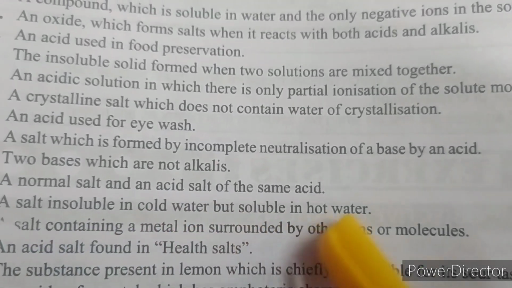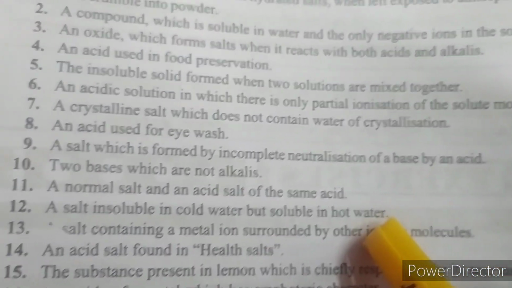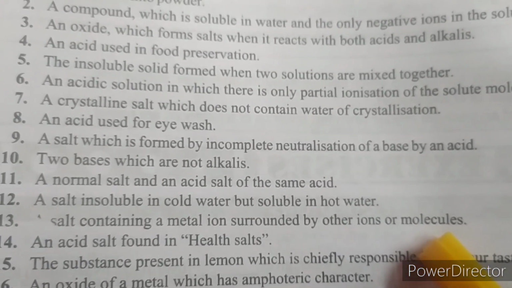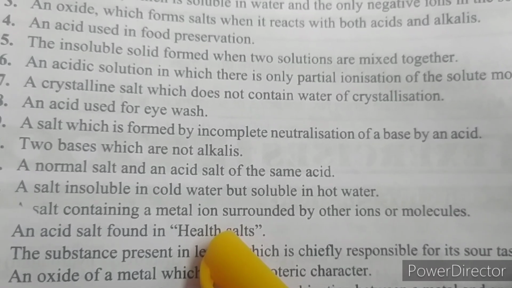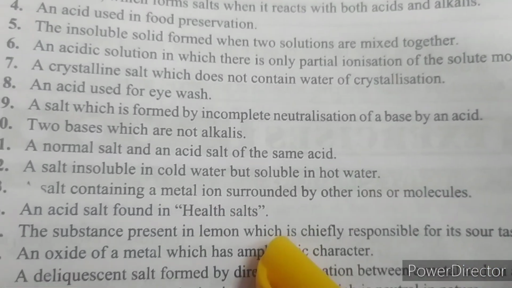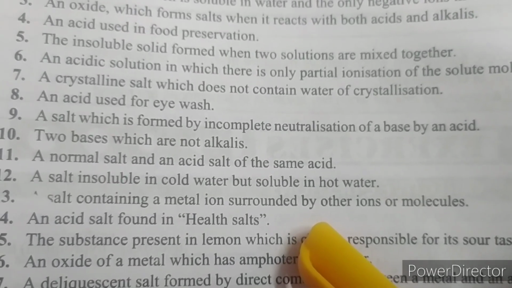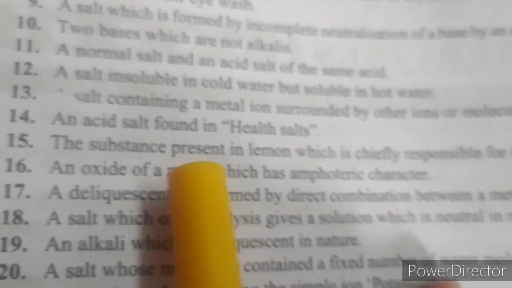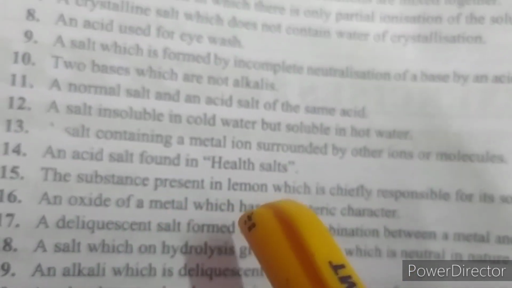A salt insoluble in cold water but soluble in hot water, that is also a very frequently asked question, that is lead chloride. A salt containing a metal ion surrounded by other ions or molecules. So here you have to mention ionic salt, that is, you can write NaCl. An acidic salt found in health salts, you can here write sodium bicarbonate, or sodium bisulfate, you can also write.